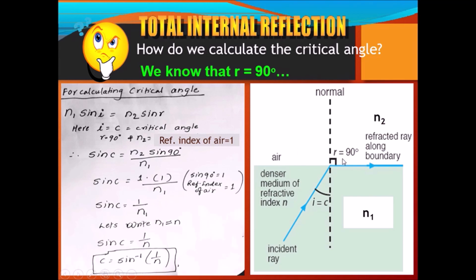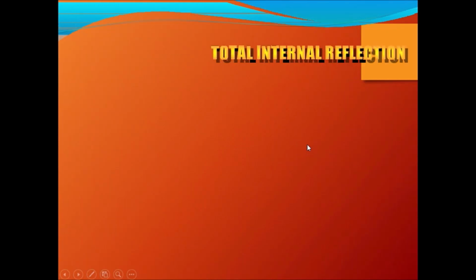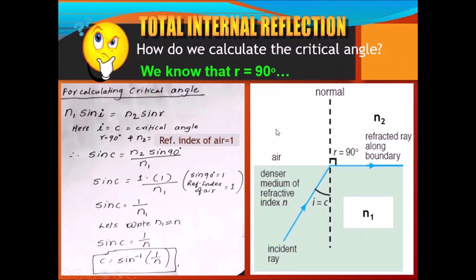And the angle of refraction here is 90 degrees in this case. So here r will be replaced by 90, and obviously n2 here, that is air, the refractive index of air is 1. So I'm going to substitute all these values. Let's substitute here: sin C is equal to n2 into sin r, where the value of r is 90, so I've substituted 90 here, and this n1 I have taken in the denominator.